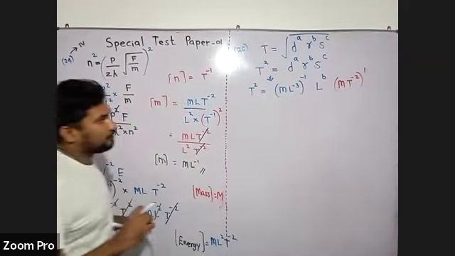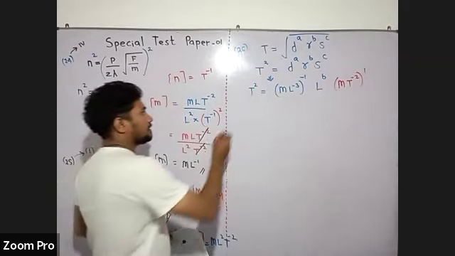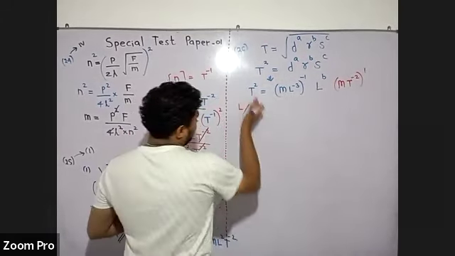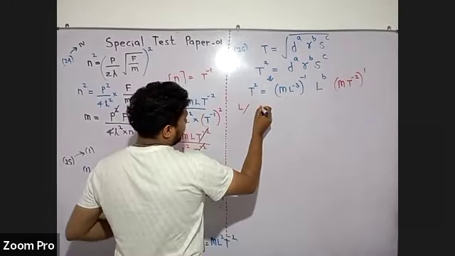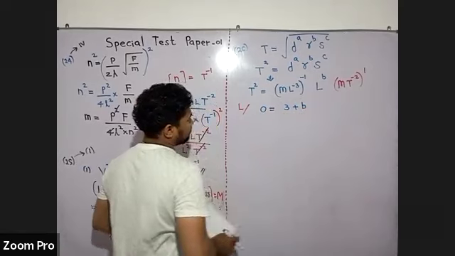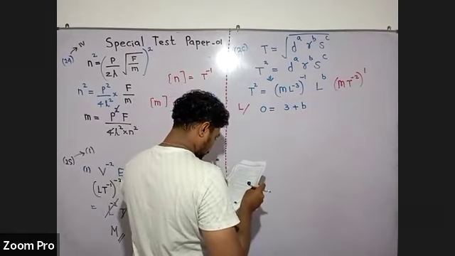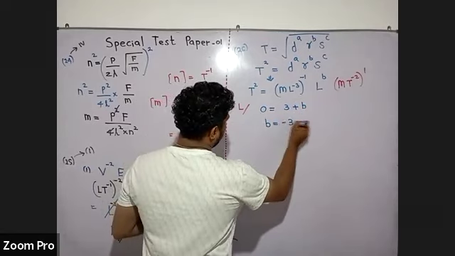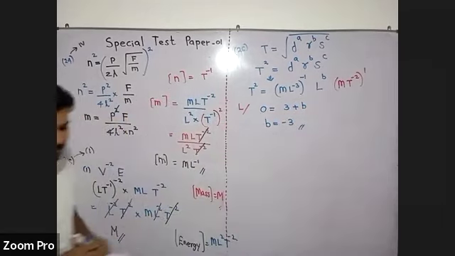Now we have to find the value for B. Let's analyze the dimensions of L. On the left side there are no dimensions of L, which means we consider the index as 0. Minus 3, sorry, this should be plus 3, isn't it? Plus 3 plus B equals 0. Then B should be equal to minus 3.